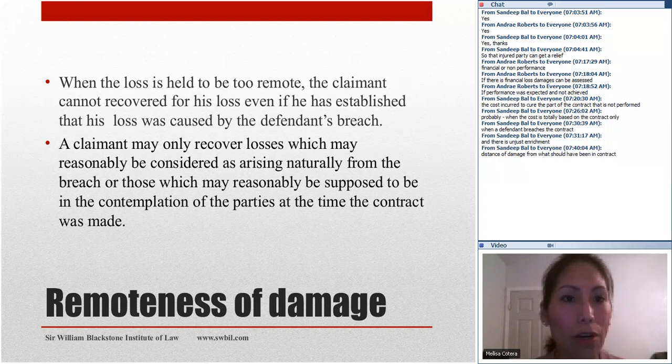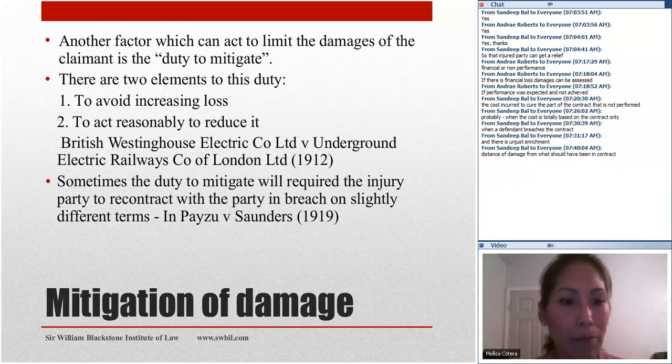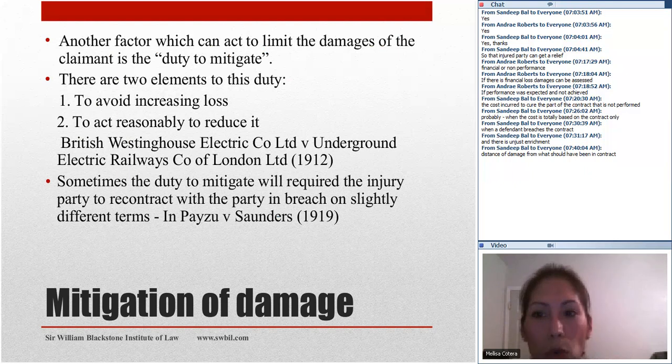The other factor that limits the recovery of damages is mitigation of damage. The claimant is not permitted to allow their losses to mount up. The claimant is under a duty to take reasonable steps to reduce his loss. So another factor which can limit the damages of the claimant is the duty to mitigate. There are two elements to this duty: to avoid increasing loss and to act reasonably to reduce it.